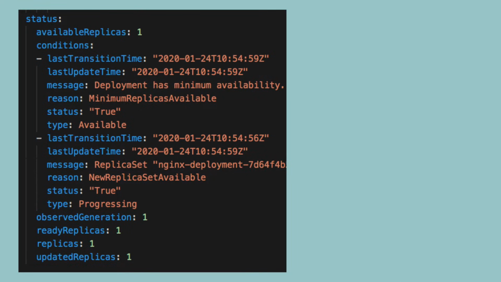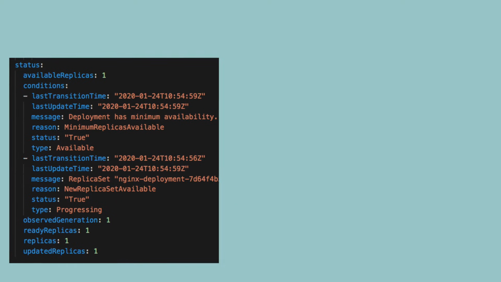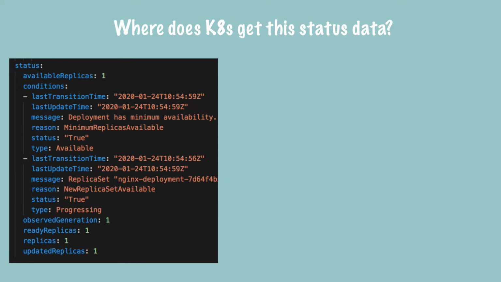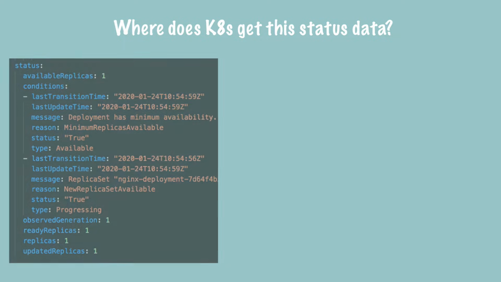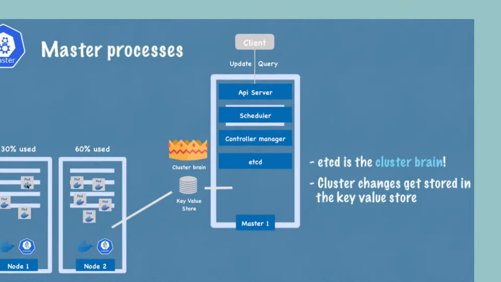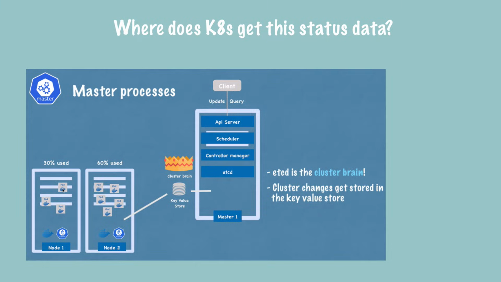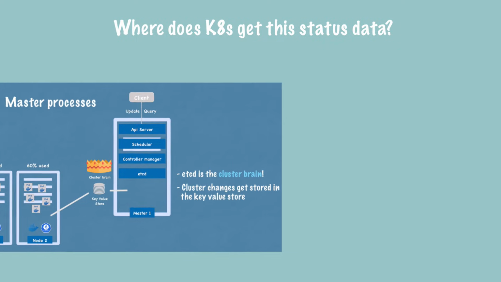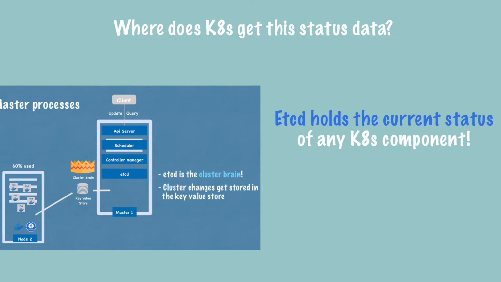Now, another interesting question here is, where does Kubernetes actually get the status data to automatically add here or update continuously? That information comes from the etcd. Remember, the cluster brain, one of the master processes that actually stores the cluster data. So etcd holds at any time the current status of any Kubernetes component, and that's where the status information comes from.